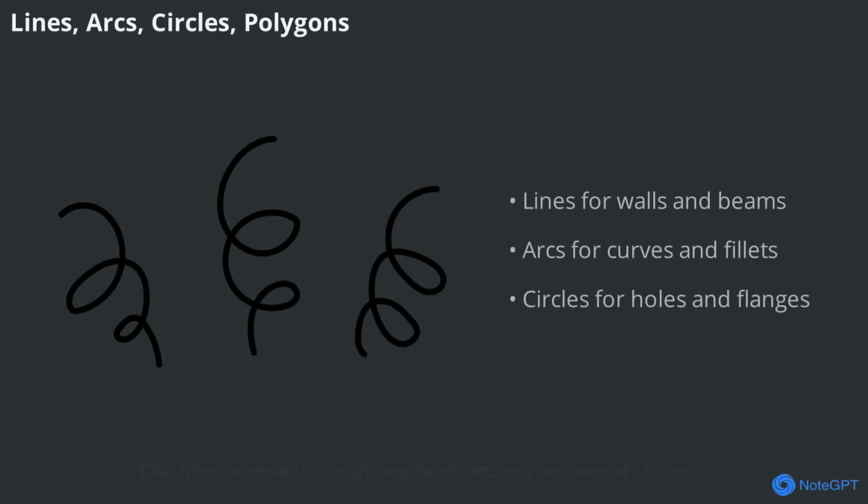In CAD, lines represent straight segments, and arcs are portions of circles. Circles are defined by center and radius, and polygons are closed figures with straight sides. Each has real-world applications: wall centerlines, road curves, bolt holes, and floor tiles. Understanding these basic objects is essential for creating accurate and meaningful technical drawings.